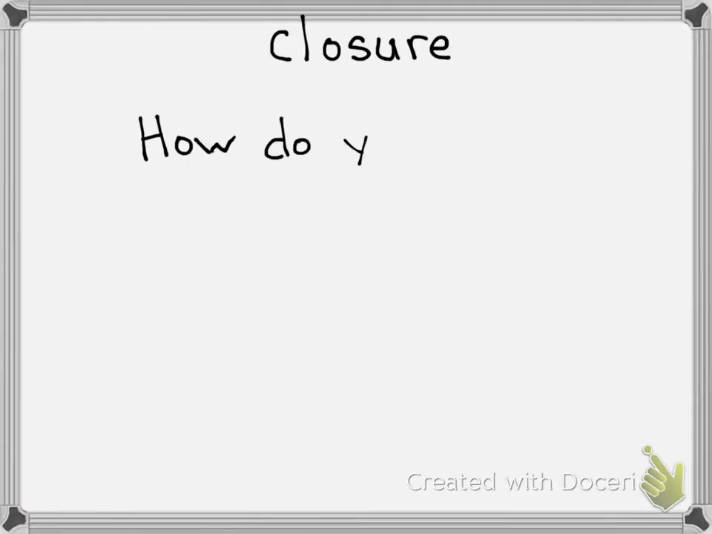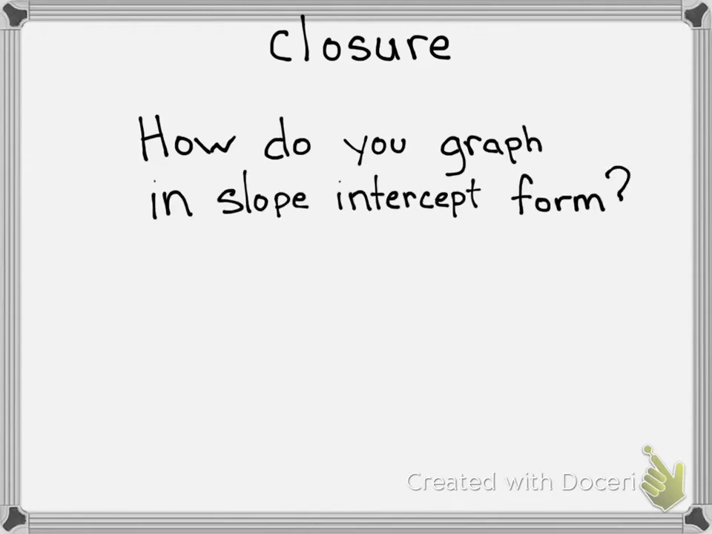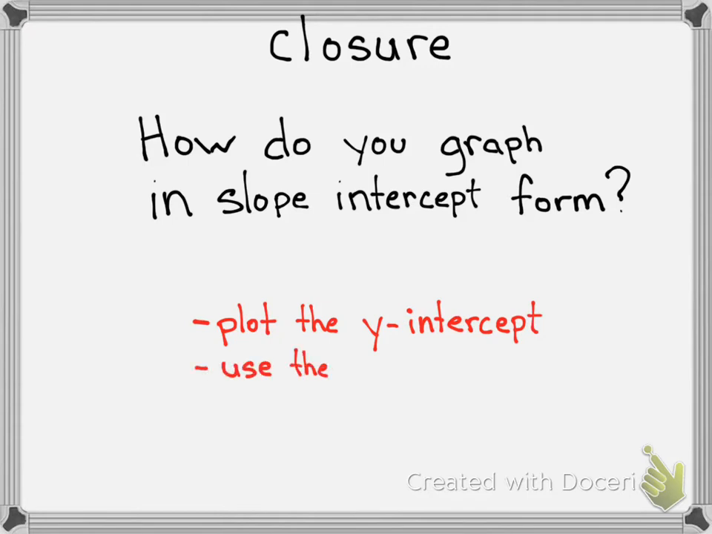So in closing, in your own words, how do you graph in slope-intercept form? As you were watching in the video, the first thing I did is I plotted the y-intercept, and from that y-intercept I used the slope to find all of my other points. So you're going to plot the y-intercept and then use the slope to make the rest of your graph.